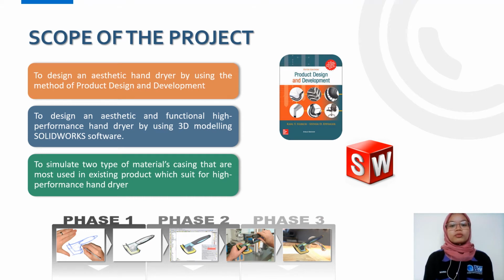For the scope of the project, I have to design an aesthetic hand dryer by using the method of product design and development, to design an aesthetic and functional high-performance hand dryer by using 3D modeling SolidWorks software. Then, I am going to simulate two types of material casing that are most used in existing products which suit a high-performance hand dryer, which are stainless steel and ABS plastic.